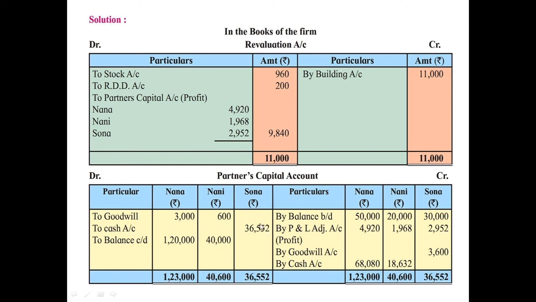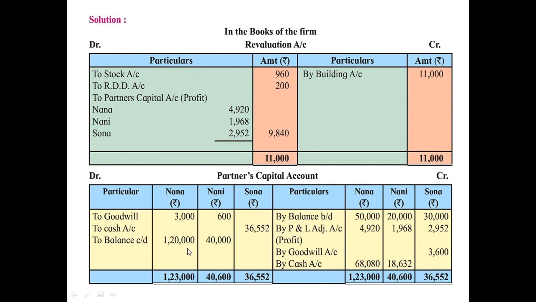So first we will take the total of the credit side. There are three amounts recorded on the credit side in Sona's column, that is her old capital, the capital at the beginning, then revaluation profit and the share of goodwill. So her total comes to 36,552. Since nothing is there on the debit side, this is the cash due to Sona. This cash will be paid to her at the time of the retirement. So this much cash goes out.